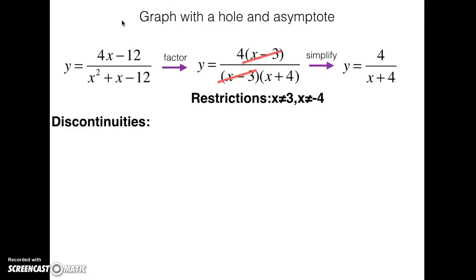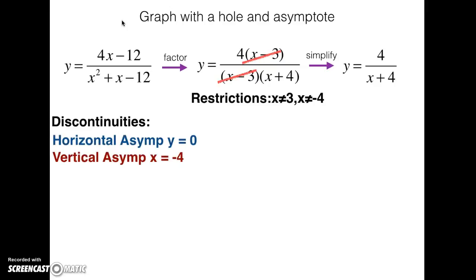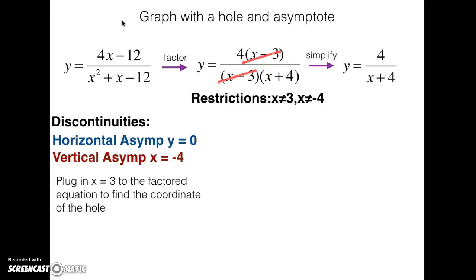The discontinuities we have: horizontal asymptote at y equals 0 because the power in the numerator is less than the power in the denominator, and we have a vertical asymptote at x equals negative 4 because x plus 4 doesn't cancel out. We have a hole at x equals 3, and to find the location of the coordinate point, you plug in x equals 3 into the simplified version of the equation to find the coordinates of your hole. 3, 4 over 7.